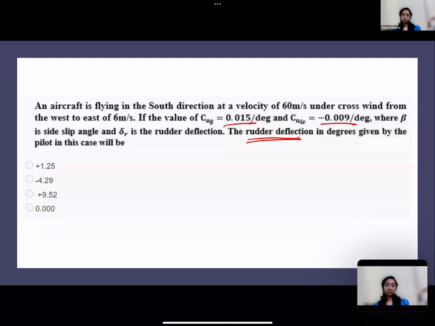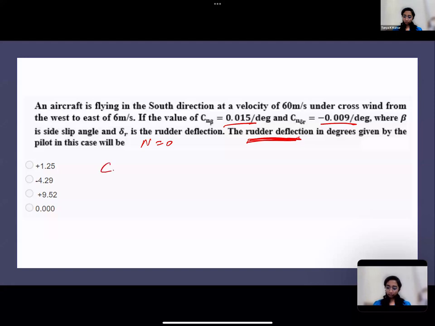Okay. So this is just like the previous question as far as finding beta is concerned. But they've asked you the rudder deflection in degrees given by the pilot in this case. You deflect your elevator or rudder or aileron, whatever, to trim your aircraft to different conditions. So you deflect your rudder in this case to trim the aircraft. What happens is that your N needs to go to 0. N is your yawing moment. That's why you deflect your rudder.